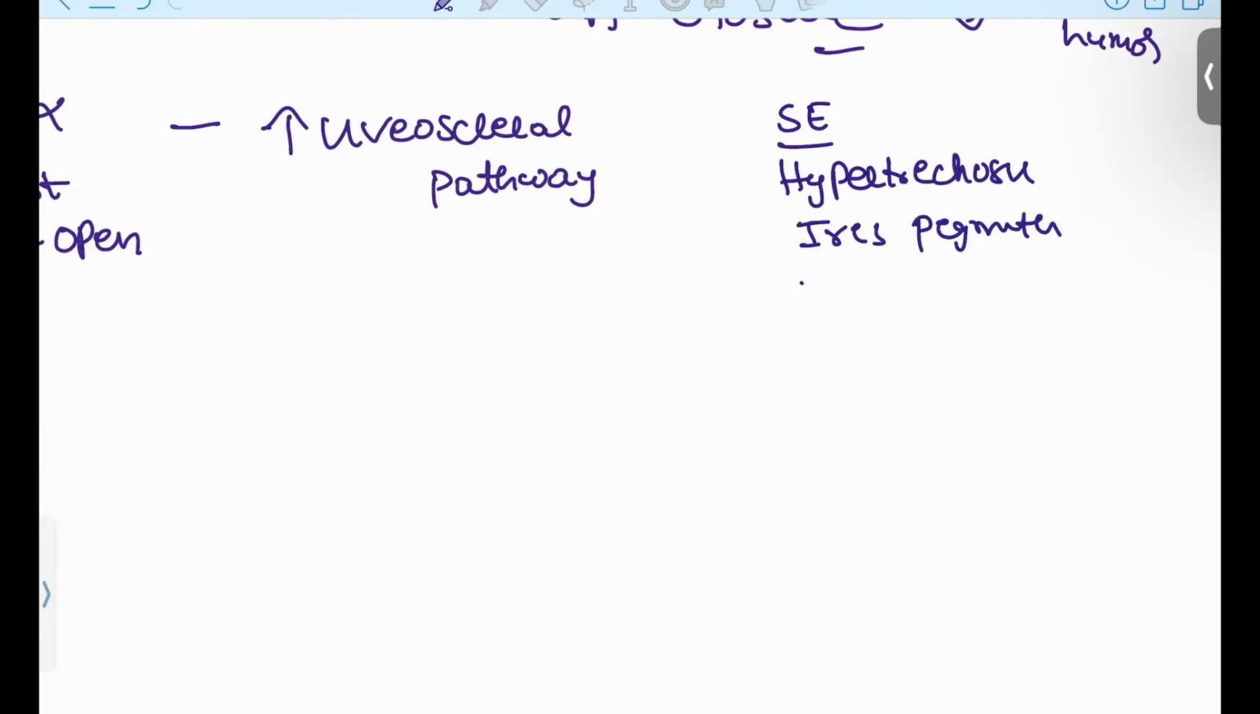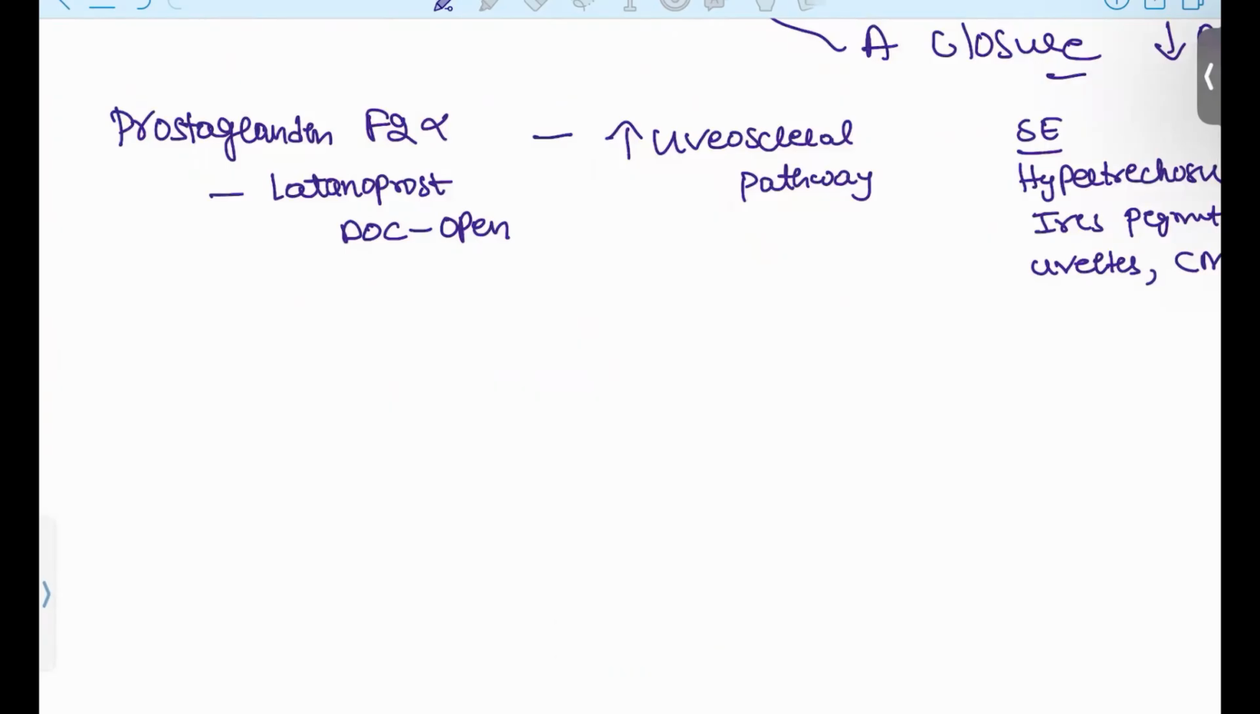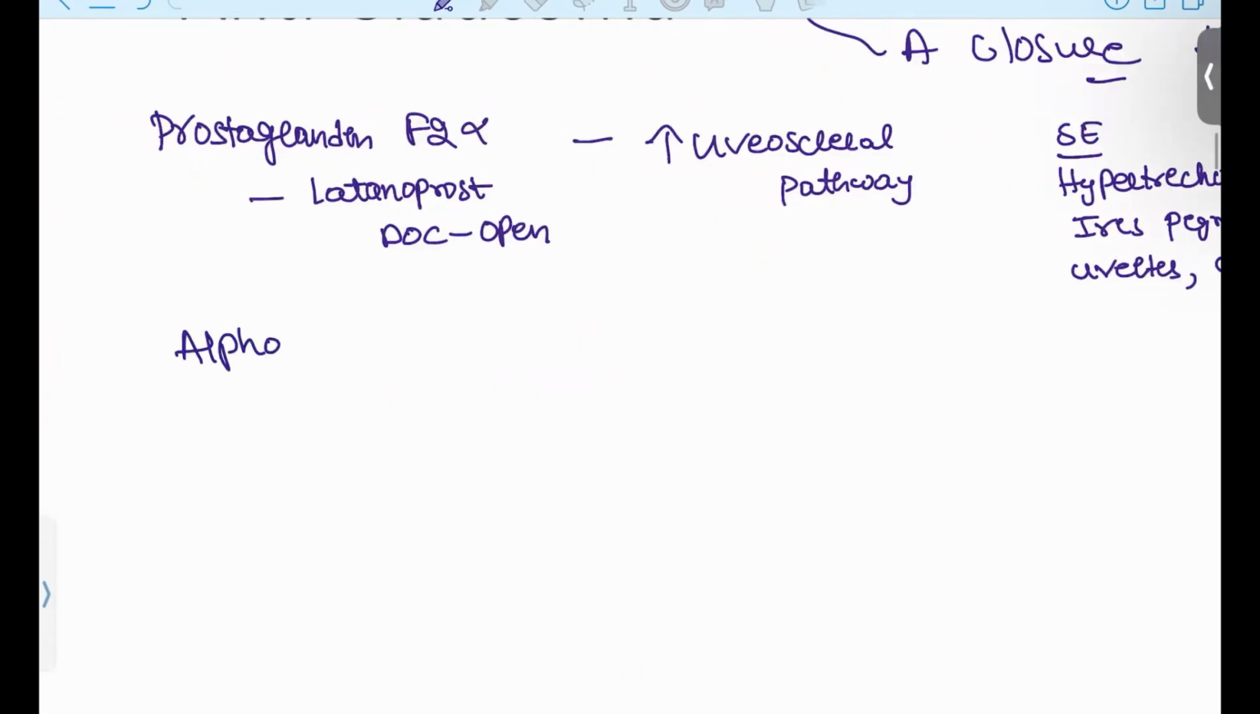High chances that the patient can have uveitis risk, and cystoid macular edema is also seen in this patient. The next one is your alpha agonist. In the alpha agonist drugs, you have two types of drugs: one is apraclonidine and another one is brimonidine. What is the mechanism of action?